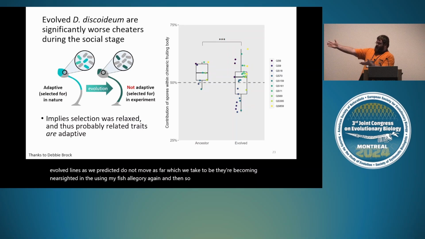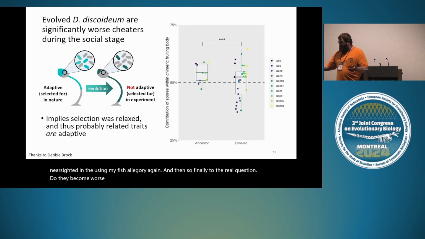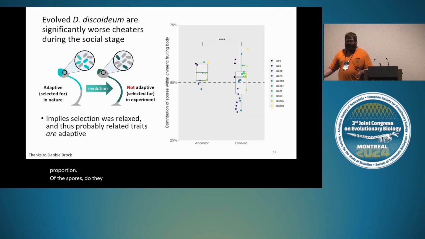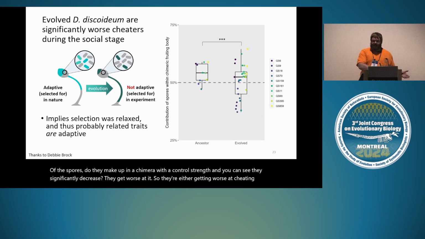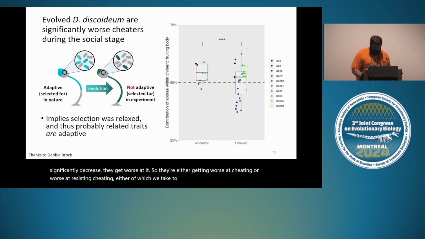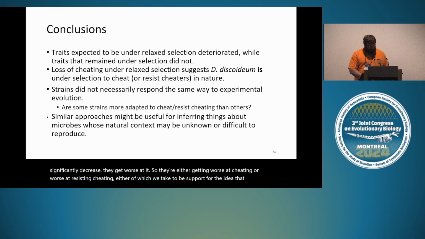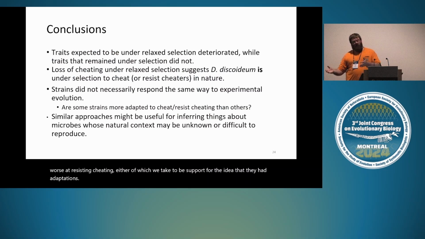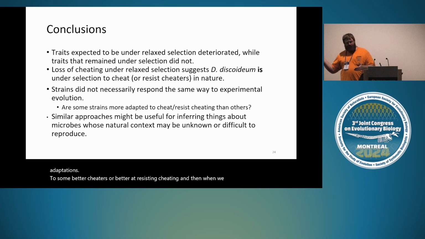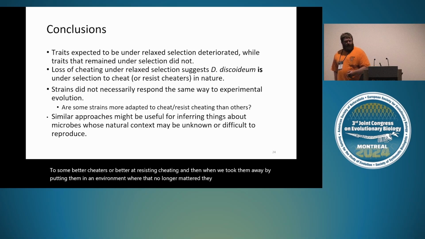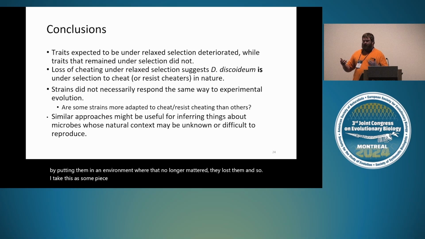And then finally to the real question, do they become worse at cheating? They do. In these assays, we're just looking at what proportion of the spores they make up in a chimera with a control strain. And you can see they significantly decrease. They get worse at it. So they're either getting worse at cheating or worse at resisting cheating, either of which we take to be support for the idea that they had adaptations to make them better cheaters or better at resisting cheating. And then when we took them away by putting them in an environment where that no longer mattered, they lost them. And so I take this as some piece of evidence to help support the idea that Dictyostelium does undergo social conflict, does need to cheat or resist cheating in nature.